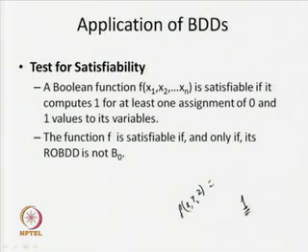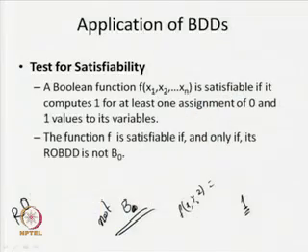So, if I have a BDD representation of this function, and this BDD representation is not equal to B0, then we can say that this is a satisfiable function. That means, if it is B0, then for all valuations it will go to B0, which means for all valuations we are going to get 0.